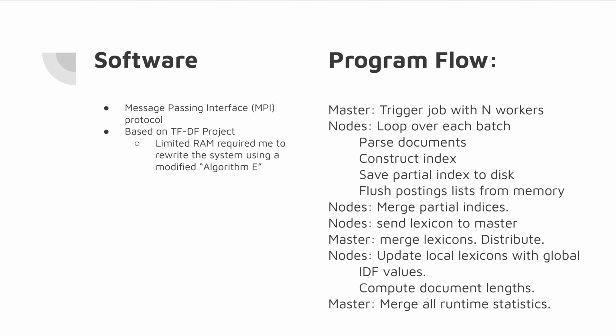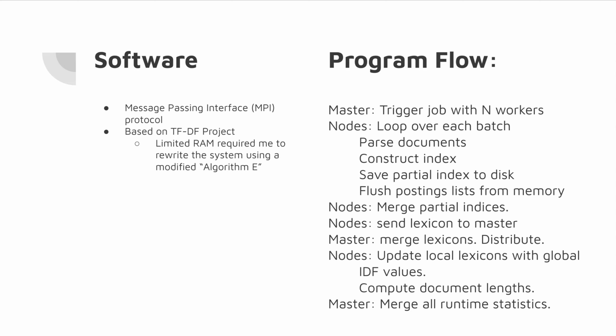And then in terms of software, I use something called MPI, or Message Passing Interface Protocol. And it's a protocol that helps facilitate communication between master nodes and slave nodes. It just handles a lot of those low-level details. And then as far as the indexing code itself, I basically reused a lot of my TF-IDF projects.